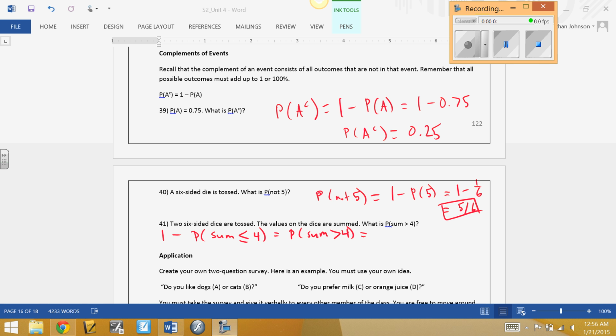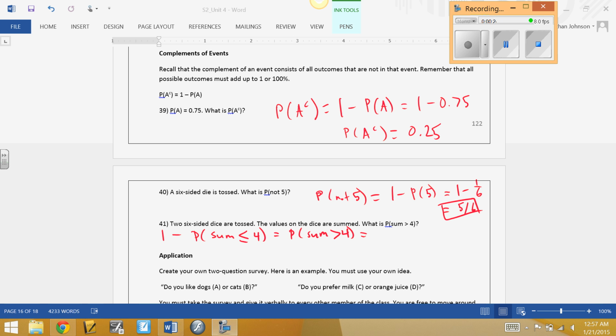Okay, we have one last topic to cover. We've already actually done this, but just to reinforce it, complements of events. You can recall from our last lesson that the complement of an event consists of all outcomes that are not in that event. So all probabilities for possible outcomes must add up to 1 or 100% if we're talking percentages.